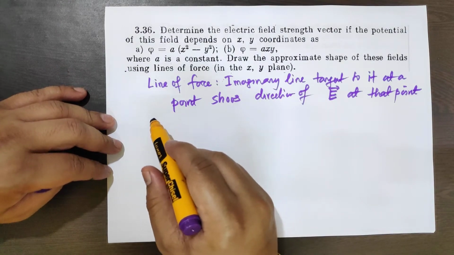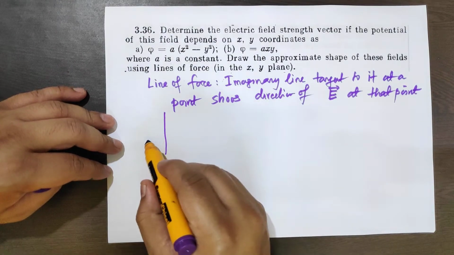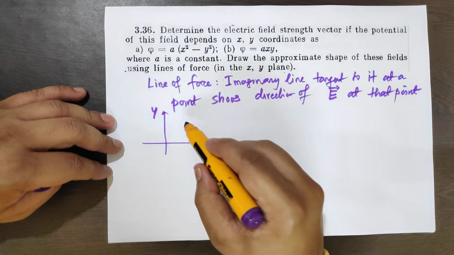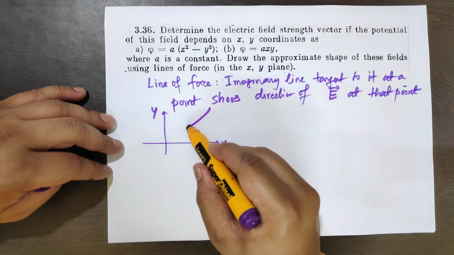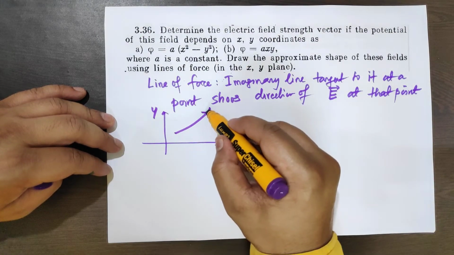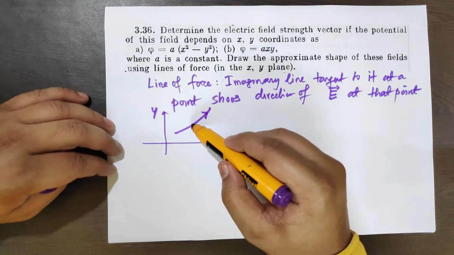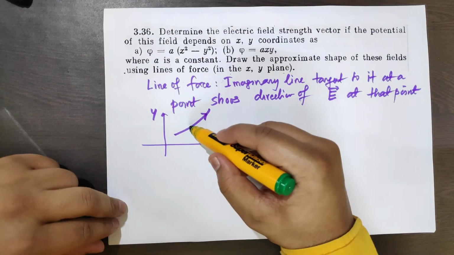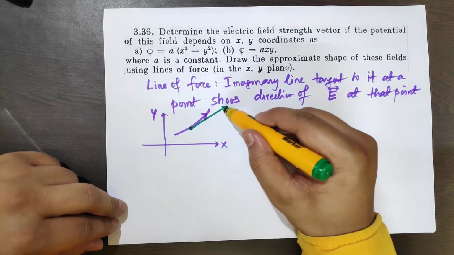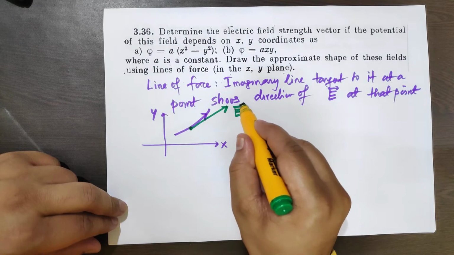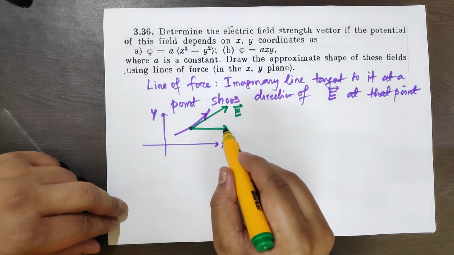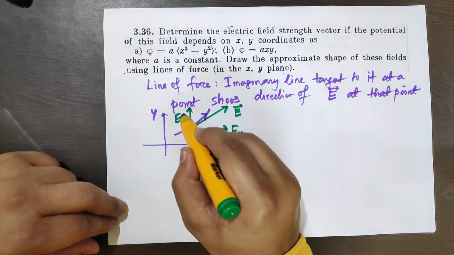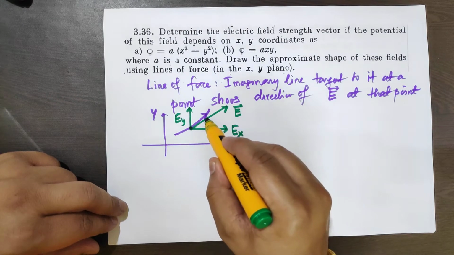So basic way of finding out these lines of force is like this. Suppose the field is in the xy plane. Now suppose this is a line of force, directed here. So that means at this point the field vector is this way. This is E, that means this is Ex, this is Ey, and this is theta.